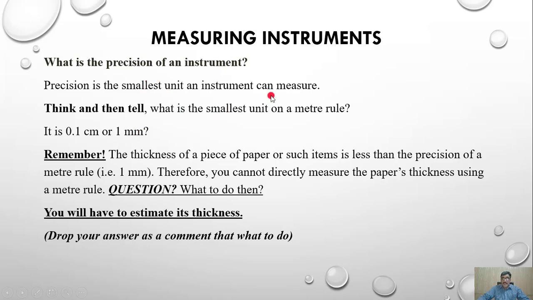for a meter rule. So remember one thing: the thickness of a piece of paper or such items is less than the precision of a meter rule. If you have A4 sheets with you, you can't measure the thickness of a piece of paper of that A4 page, because that is less than 1 millimeter or 0.1 centimeter. Therefore, you cannot directly measure the paper's thickness using a meter rule.